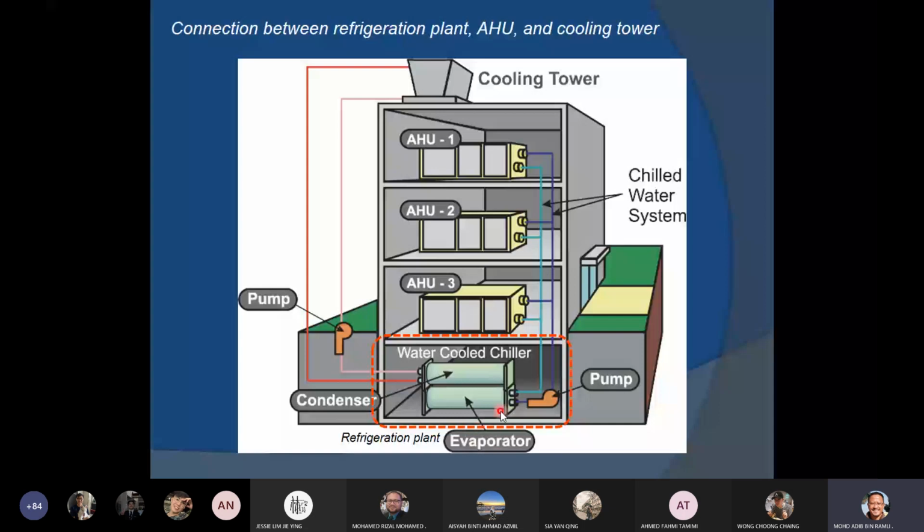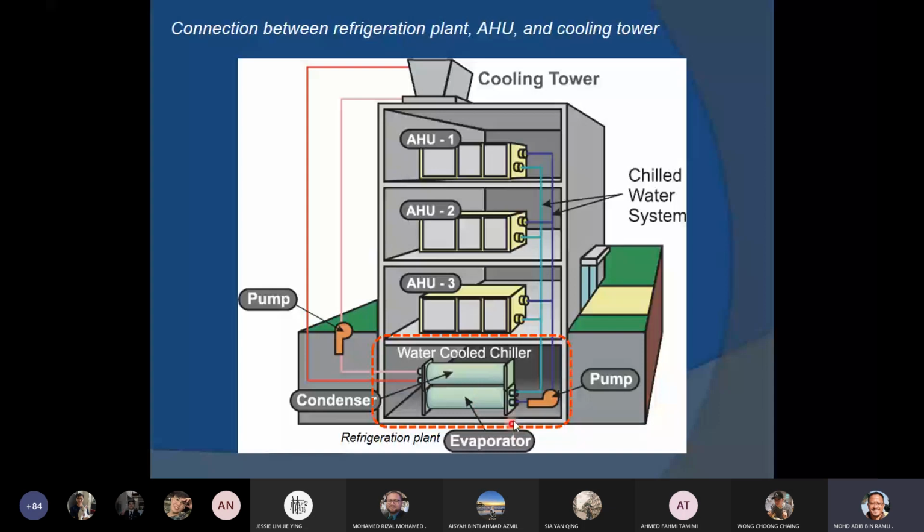So the refrigeration plant can be placed inside a basement. Inside a basement, you can put the chiller. Basically, what's inside the refrigeration plant is the chiller. This is the chiller. One part is the chiller or condenser. Another one is the chiller or evaporator. Chiller is another name for evaporator.